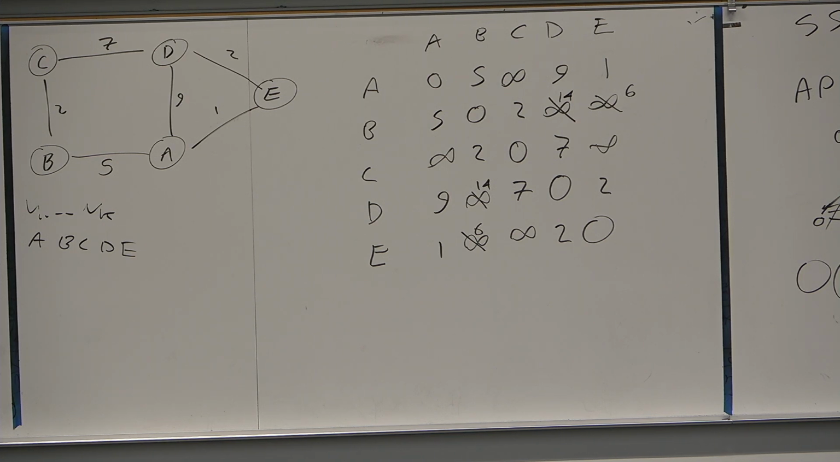So we need to update B. So what paths go through B and A? CD is going to be 2 plus 5 plus 9, but that's longer than 7, so we don't update that. What else do we update? CE is another one, and CE is going to be 2 plus 5 plus 1, which is 8. Okay, there we go.